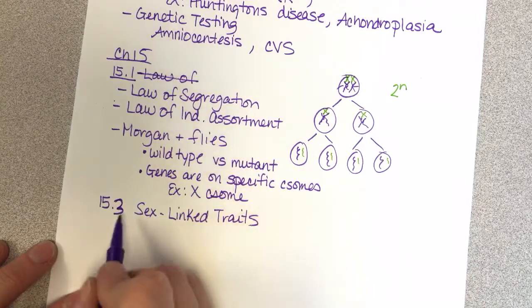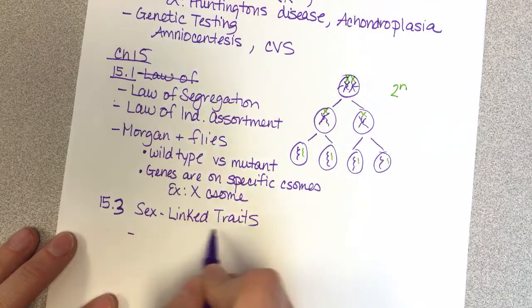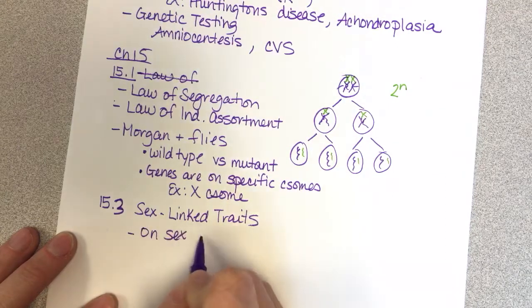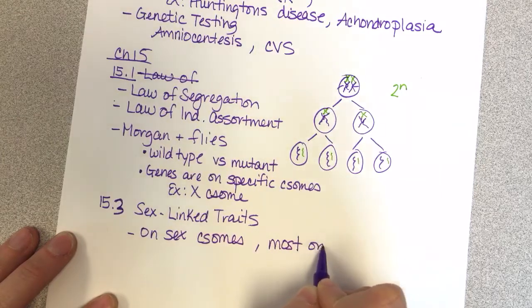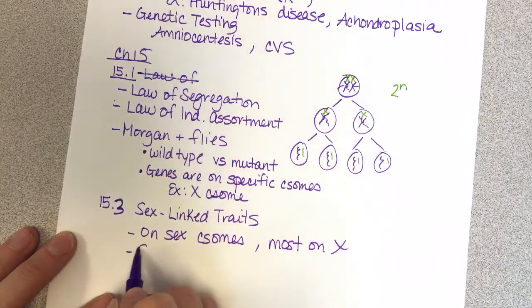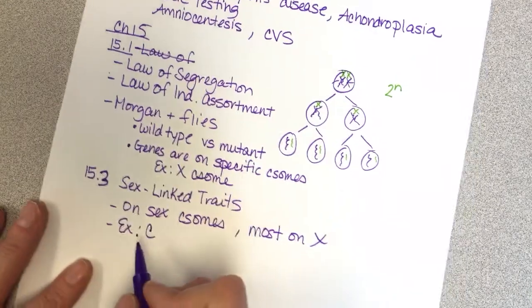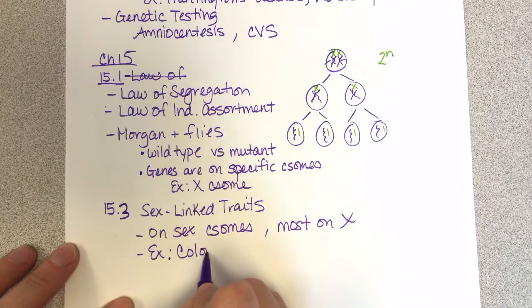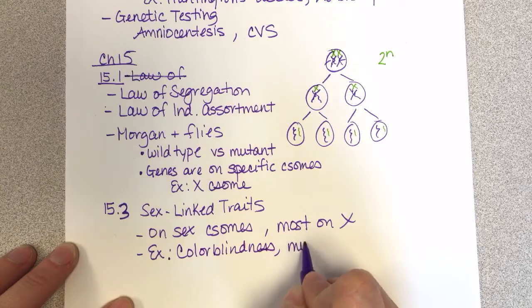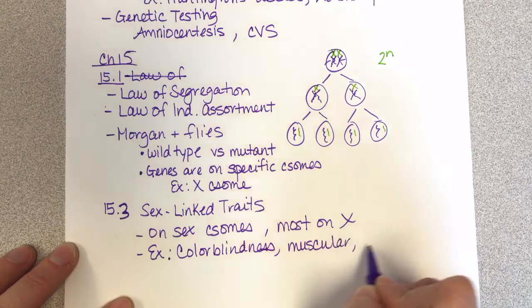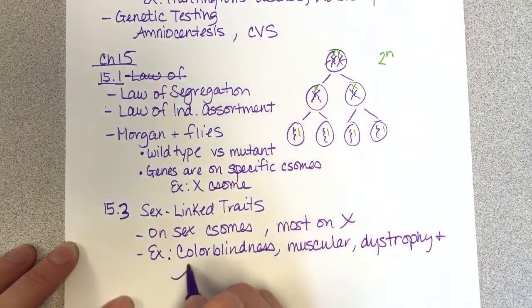So remember for humans, most often these are on sex chromosomes, most on the X chromosome. So examples of these in humans of a sex-linked trait would be colorblindness, certain types of muscular dystrophy, and hemophilia.